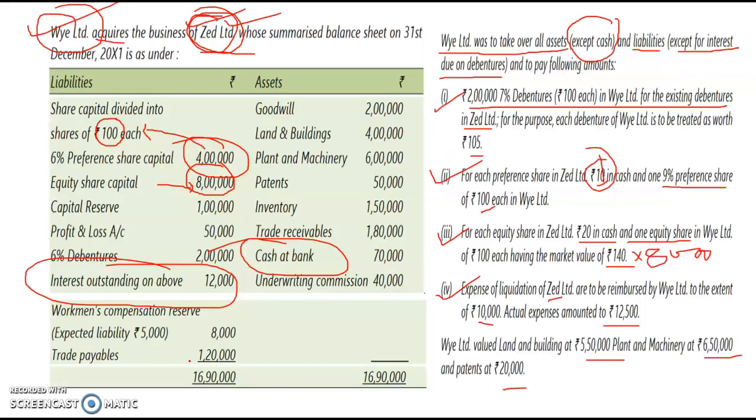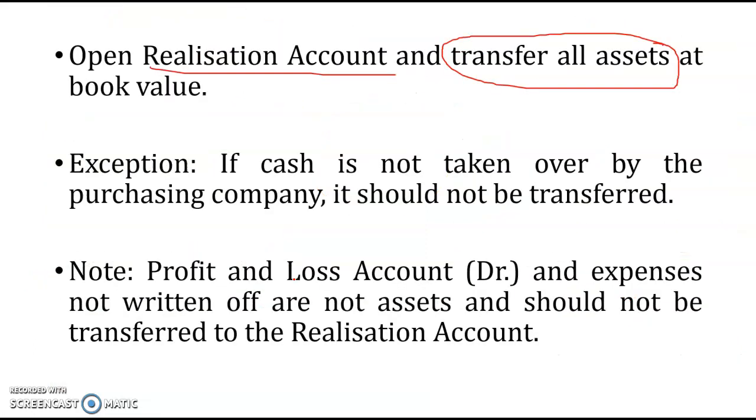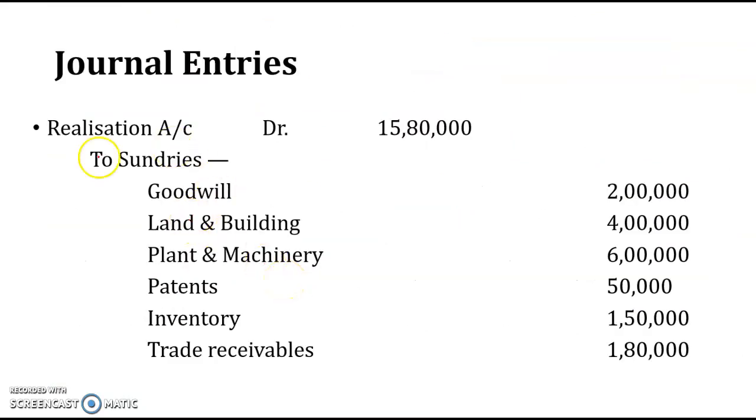That is, expenses not written off, this one, underwriting commission, this is not written off and thus is not considered to be transferred to the realization account. Now let's move on to the journal entries.